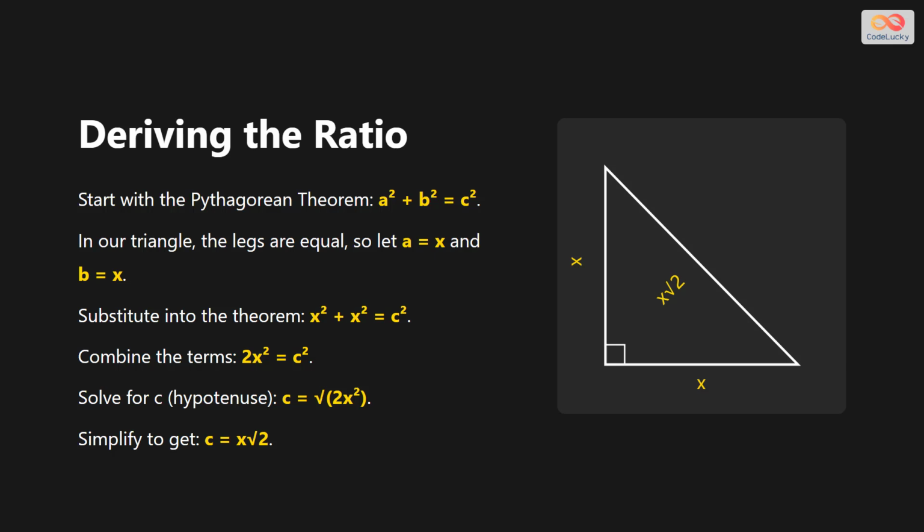To find c, the hypotenuse, we take the square root of both sides, which gives us the square root of 2x squared. This simplifies to x times the square root of 2. So the sides are x, x, and x times the square root of 2.